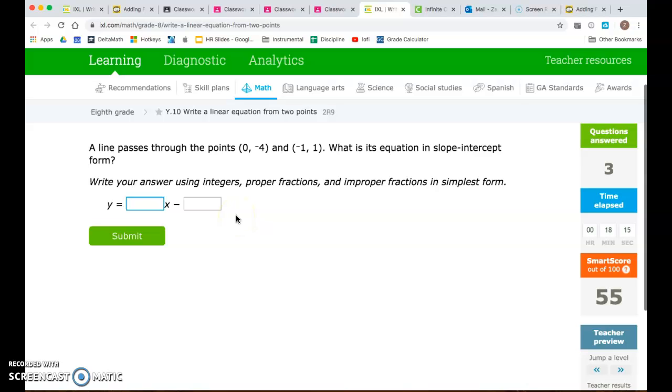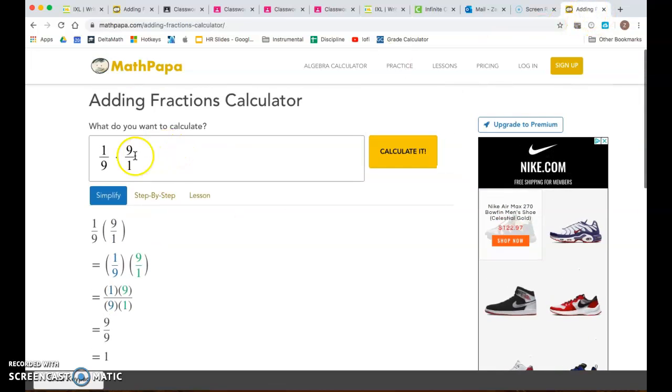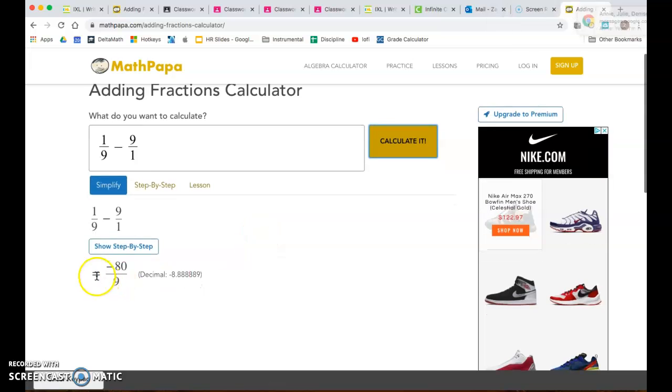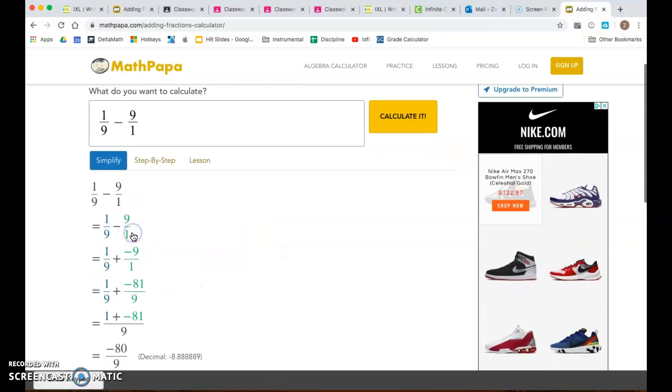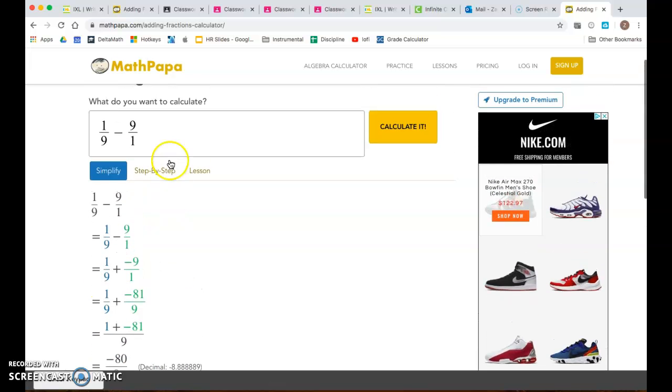That is it. This part 2 video is just for showing you a problem where you have a fraction to deal with. Basically, if you need to add or subtract or multiply or divide with fractions, then this website can let you do a lot with that. Like here, 1 over 9 minus 9 over 1. That's negative 80 over 9. It even shows you the step-by-step if you really want, or you can just take that result and keep using it in your problem. But anyway, this website is very nice and convenient for doing operations with fractions.